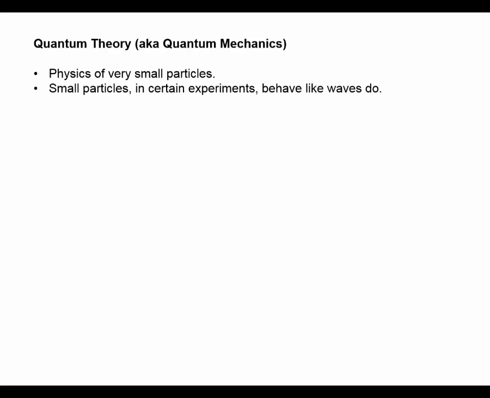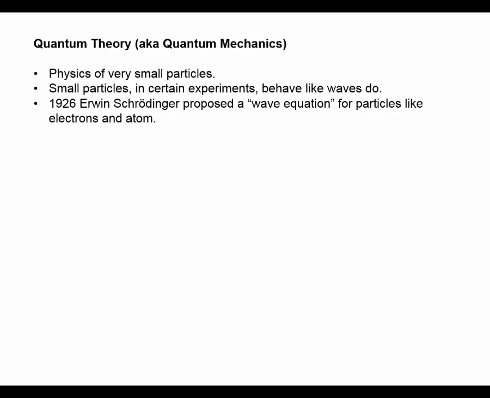Mechanics is just any branch of physics that deals with the motion of things. And so quantum mechanics is the branch of physics that deals with the motion, the behavior of very small particles, things like atoms, electrons, molecules. As I've told you, small particles in certain experiments behave like waves do. So it was in 1926 that, based on those ideas, Erwin Schrödinger proposed a wave equation for particles.